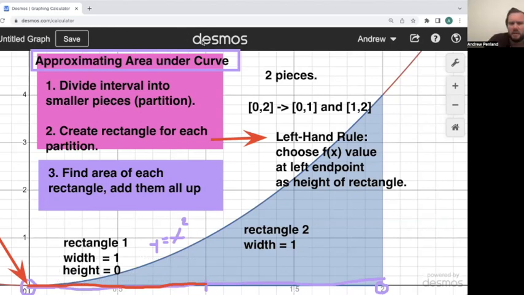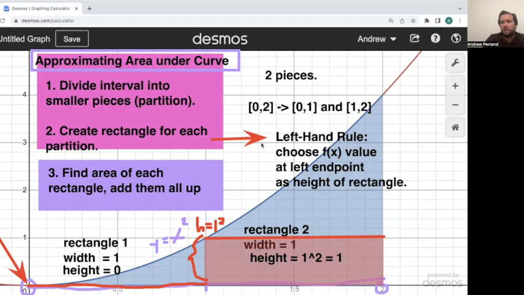For the second rectangle, I'm going to take the height to be the f of x value at the left endpoint, which is x equals 1. So my second rectangle looks like this. This isn't drawn to scale because the y-axis is taller, but the height is whatever that left endpoint is squared. So the height is 1 squared, and the width is 1. The area of rectangle 2 will be 1 times 1 squared, or 1.